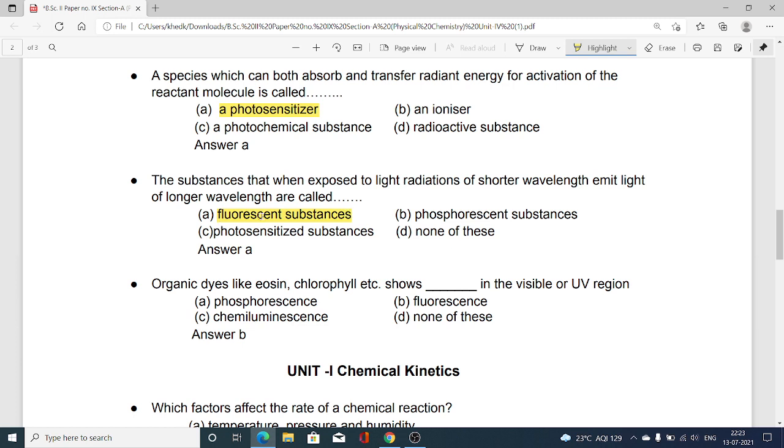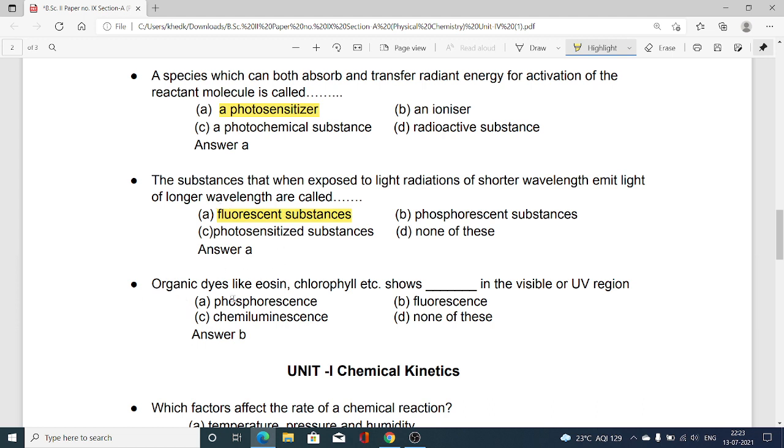It is a property of the phenomenon which is observed during the incidence of light only. Whenever light is falling continuously on the substance, then that substance radiates the energy of the longer wavelength, whereas it is absorbing the light energy of the shorter wavelength. This phenomenon is called fluorescence. Those substances which show this phenomenon are called fluorescent substances.